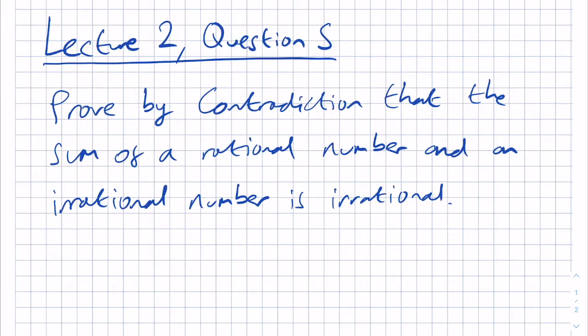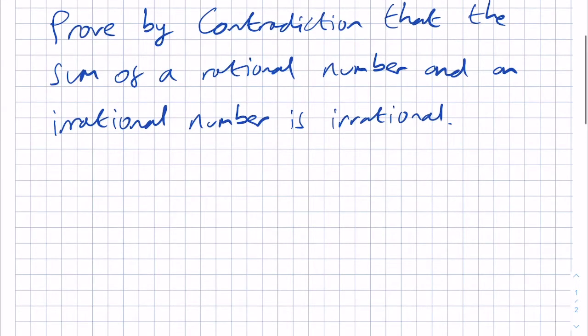So first, let's take a look at the question. It says, prove by contradiction that the sum of a rational number and an irrational number is irrational. So, what exactly does that mean?